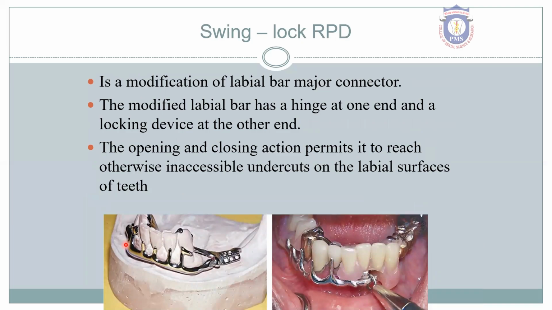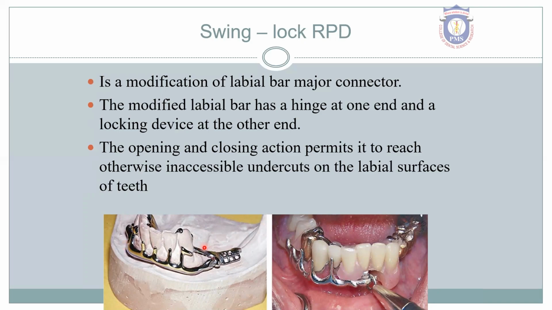Next is a modification of the labial bar, which is called a swing lock RPD. It is a modification of the labial bar major connector, where the modified labial bar will have a hinge at one end and a locking device at the other. So there is an opening and closing action. We can use it in the open position and then close it into its proper position. This permits it to reach otherwise inaccessible undercuts on the labial surface of teeth.